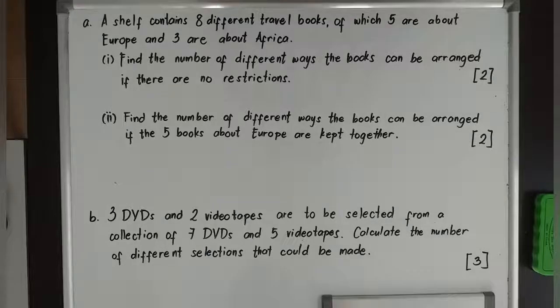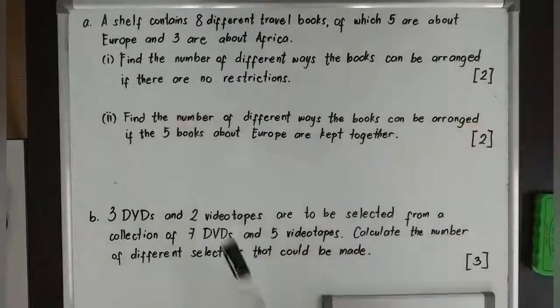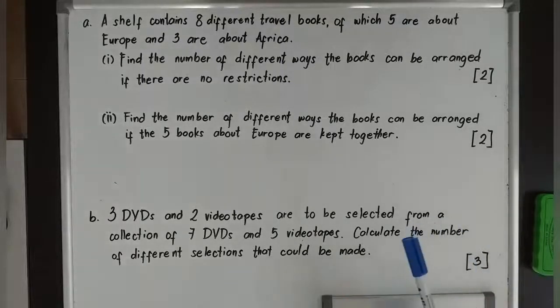If there are no restrictions and you are given 8 different travel books, you are not going to consider anymore if it is about Europe or it is about Africa. Thus, you will just be considering that we have 8 travel books, and we are arranging those 8 travel books differently. And how many arrangements? So basically, this first question is all about arrangements.